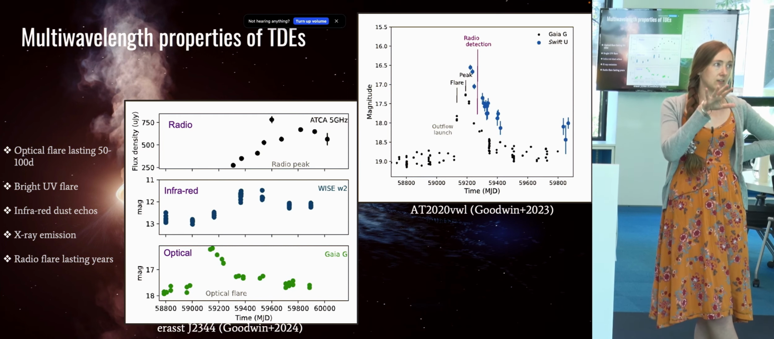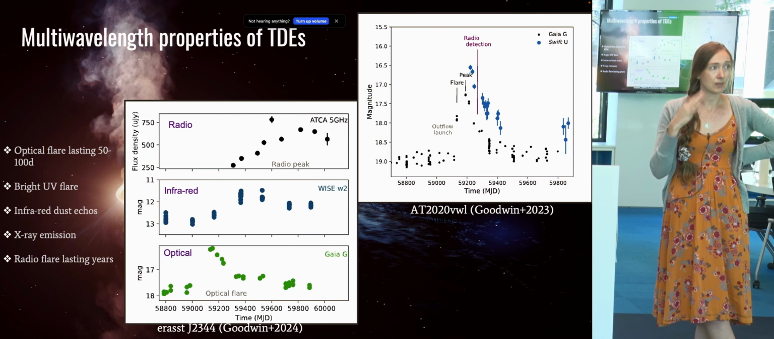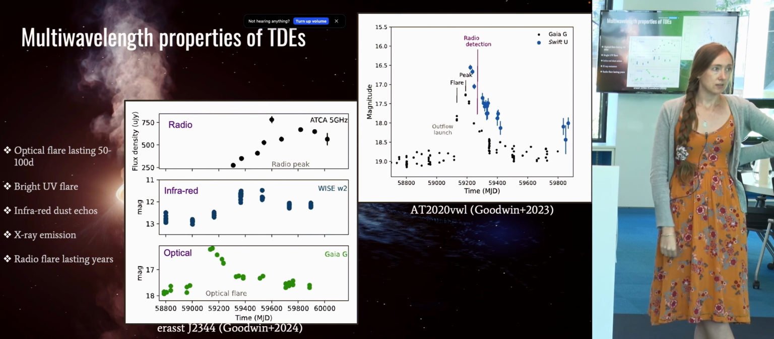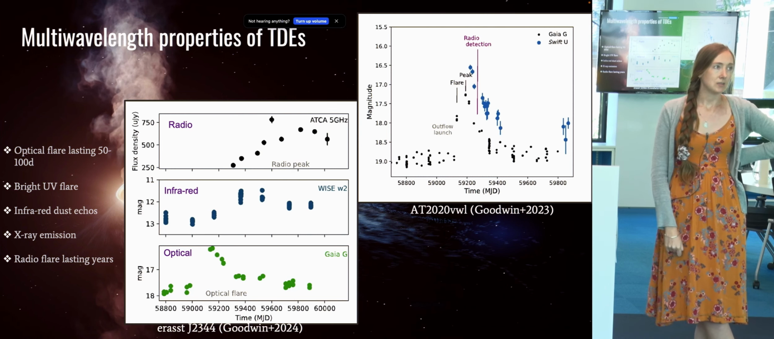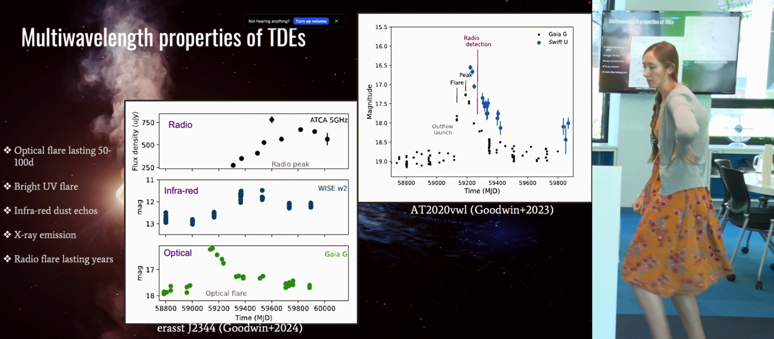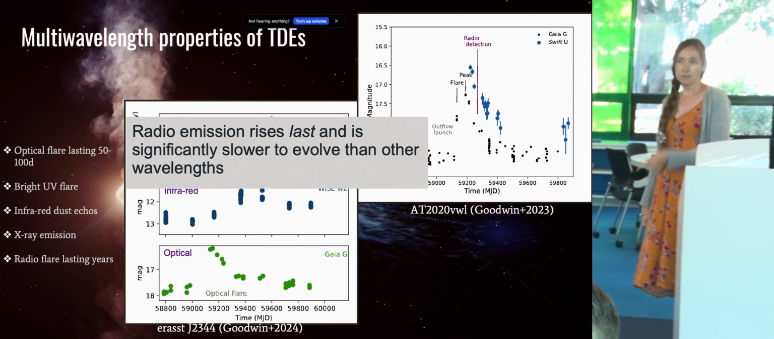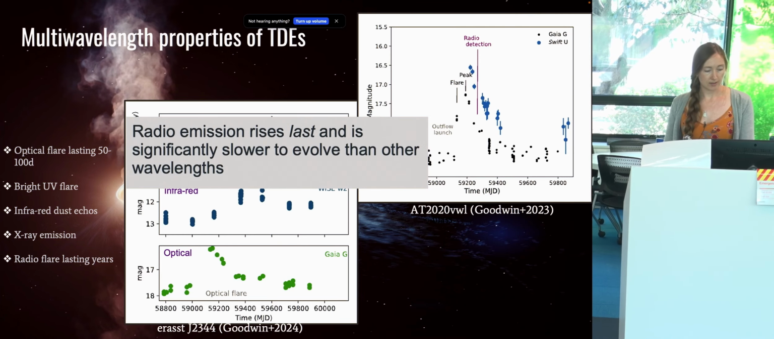But what you can see here is that the optical flare usually happens first and is usually the shortest thing, and the radio starts much later and lasts much longer. So we're talking up to years post the initial optical flare. We see this long-lasting radio flare, and it was the same for VWL. So radio emission rises last and is significantly slower to evolve than at other wavelengths.